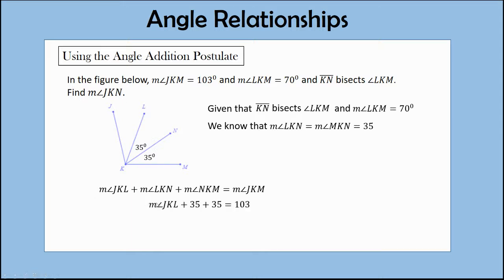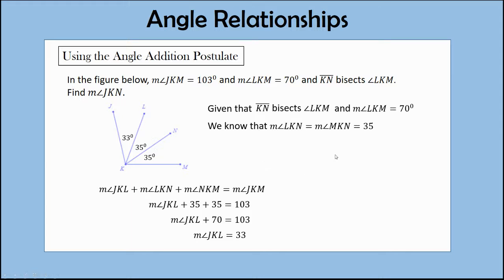So if I just plug stuff in, JKL is what I'm looking for. I know LKN is 35, NKM is 35, and the overall angle it told us was 103. So that's that 70 that we knew LKM was. And you could have jumped to that earlier if you wanted to. But subtract your 70. Now I know that JKL is 33. So this angle has to be 33.